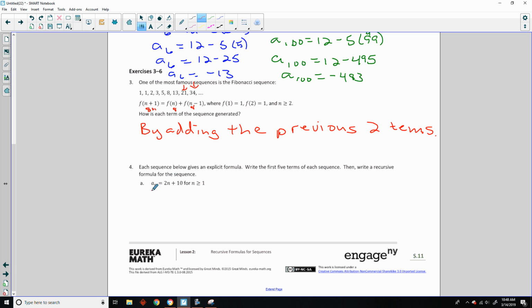So a sub 1 equals 2 times 1 plus 10. So the first term is 2 plus 10, or 12. A sub 2 equals 2 times 2 plus 10. So a sub 2 equals 4 plus 10. So a sub 2 equals 14. Okay, so I know my first term is 12. I know my second term is 14.